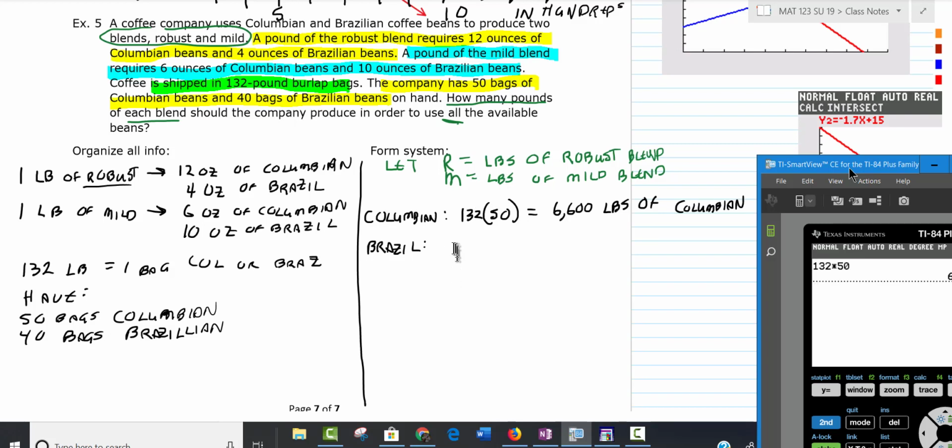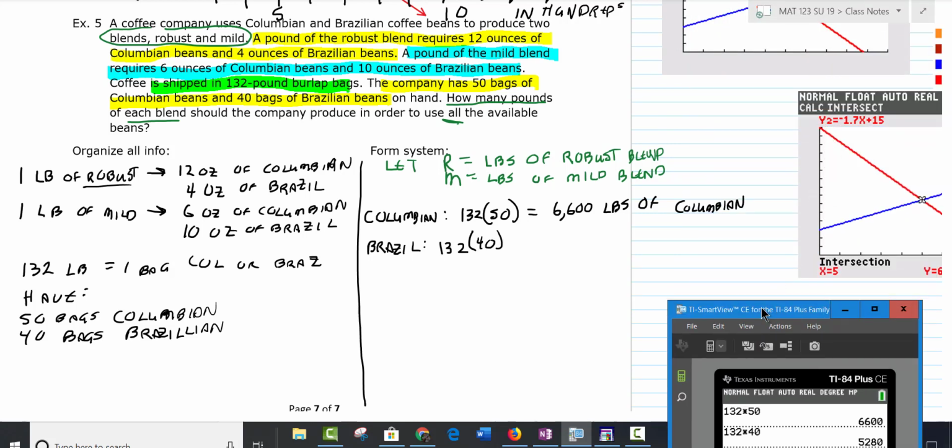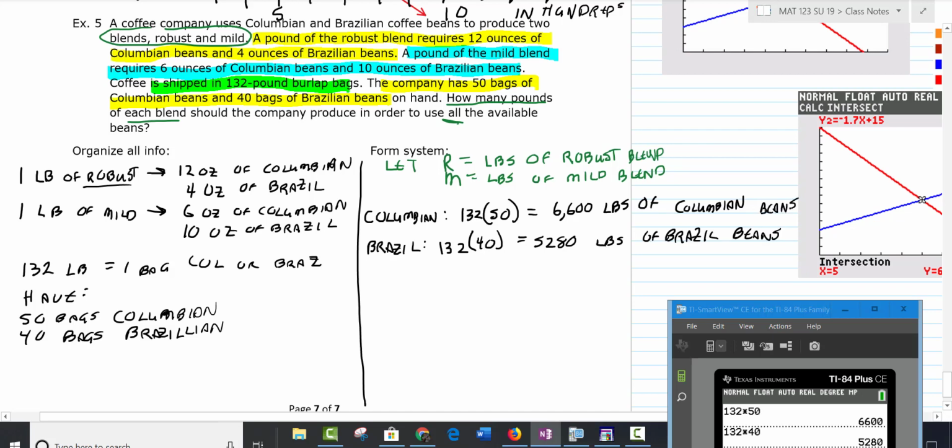All right. Then the next thing we have is 132 pounds, but we have 40 bags of the Brazilian. Okay? So we're just trying to figure out how many pounds of beans we have in total, because we're supposed to use all of this up. So if I do 132 times 40, that gives 5,280. All right, so I have 5,280 pounds of the Brazilian beans. Okay, so we got that. Now we're kind of beginning to piece this together, see?